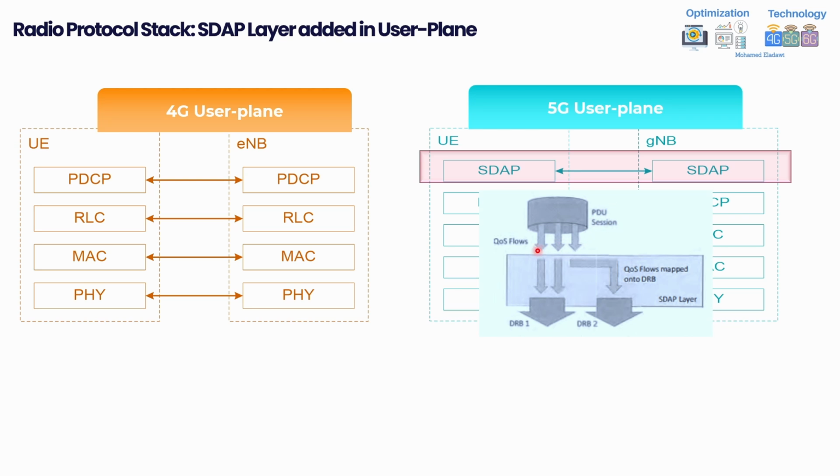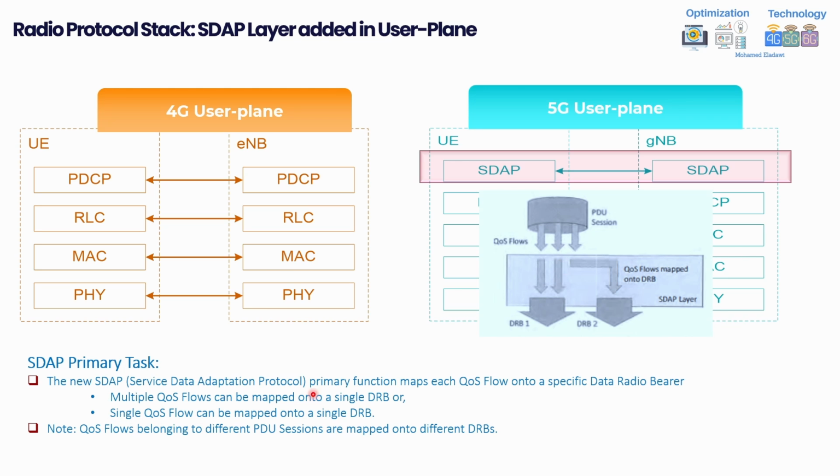And here, as you can see, for example, you have a PDU session. This PDU session has, for example, 3 quality of service flows. 2 of them have been mapped to data radio bearer 1, and 1 has been mapped to data radio bearer 2. This is within this PDU session having 3 different quality of service flows. So this is actually the main function here, and here is the summary.